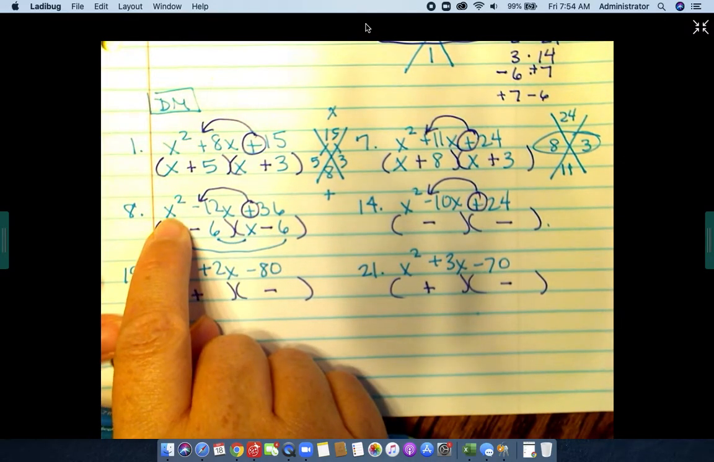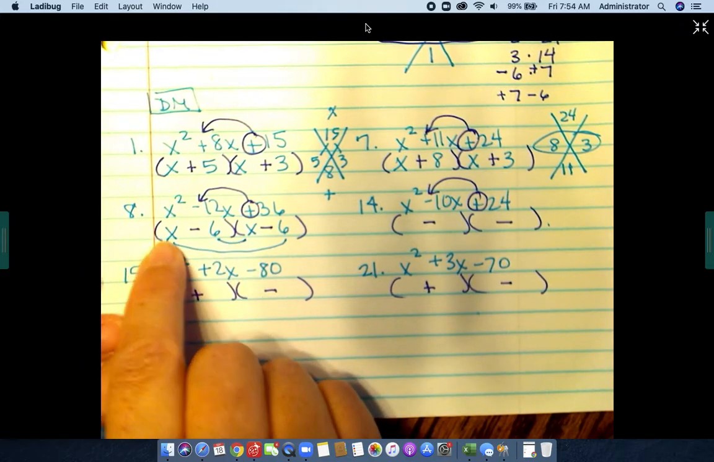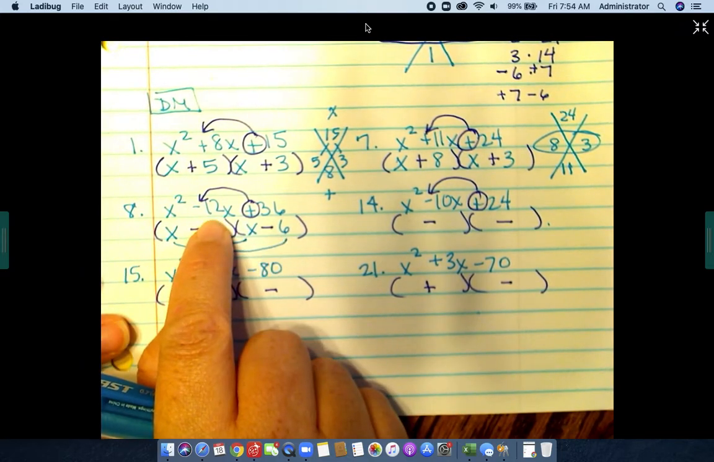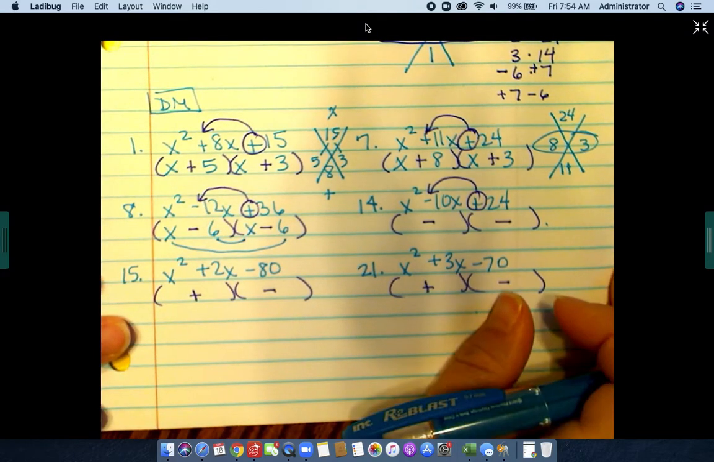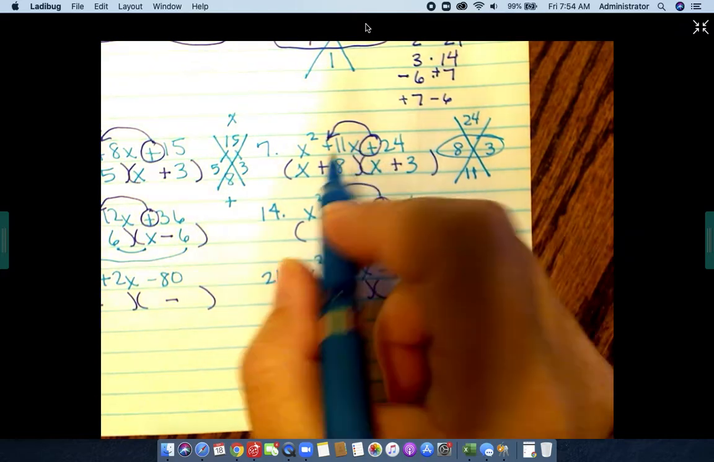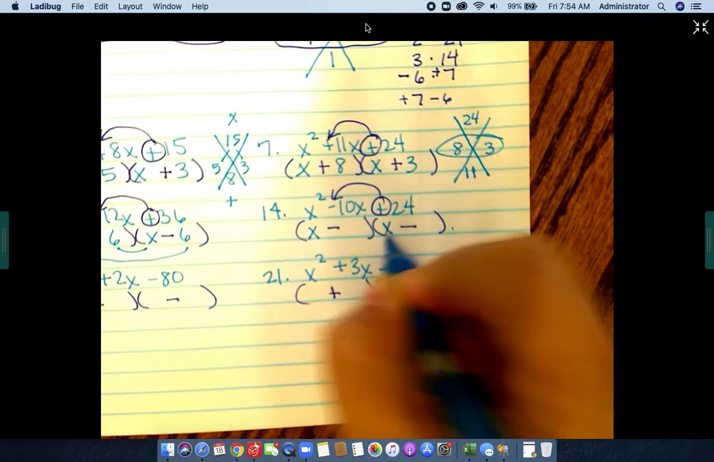X times x gives us x squared. Negative 6x combined with negative 6x gives us negative 12x. And negative 6 times negative 6 gives us 36. Next, put in my x's.